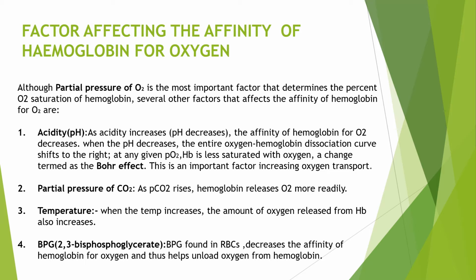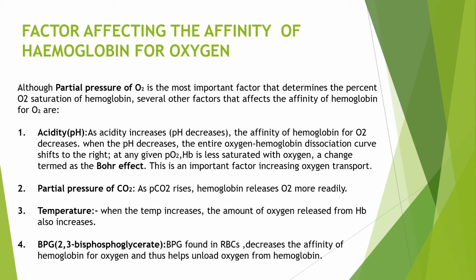Although partial pressure of oxygen is an important factor, besides this there are several other factors that affect the affinity of the hemoglobin for oxygen. The first one is the acidity. As the acidity increases or the pH decreases, the affinity of the hemoglobin for oxygen decreases, and the entire oxyhemoglobin dissociation curve shifts towards the right. At any given partial pressure of oxygen, hemoglobin is less saturated with oxygen, and this effect is known as Bohr's effect. This is an important factor increasing the oxygen transport in the blood.